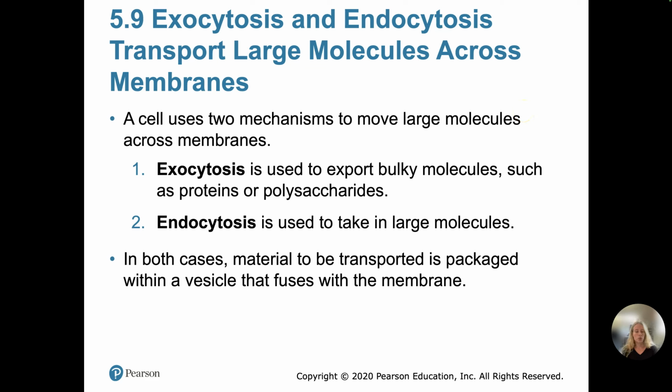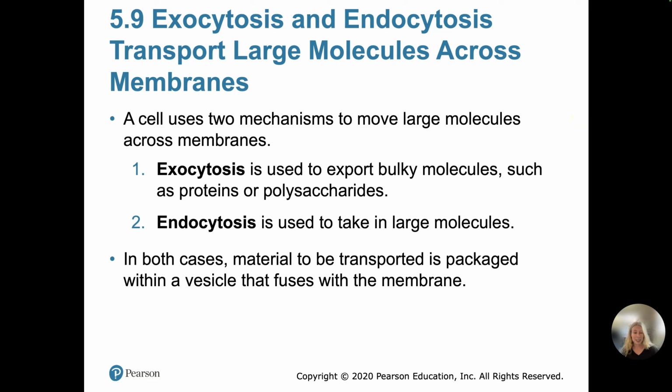A cell uses two mechanisms to move large molecules across membranes. The first is exocytosis. This is used to export bulky molecules such as proteins or polysaccharides. Again, we talked about how insulin is produced and then packaged through the ER and the Golgi apparatus and then secreted from the cell. It would be secreted from the cell through exocytosis because it is a bulky molecule.